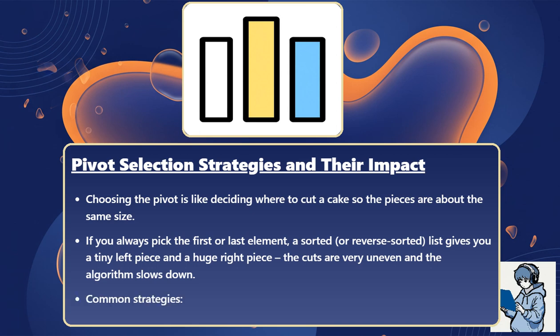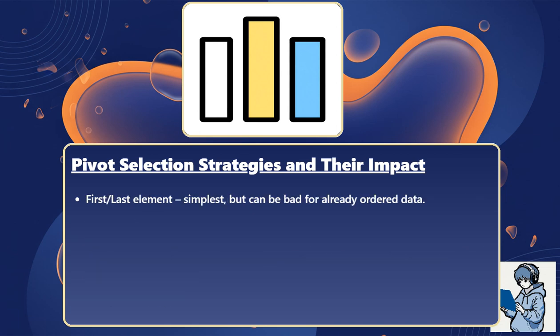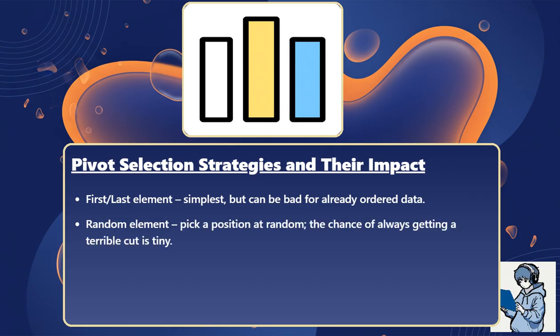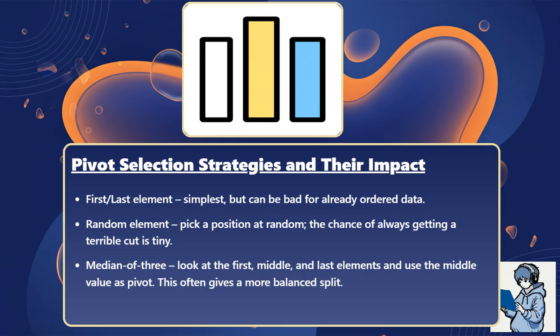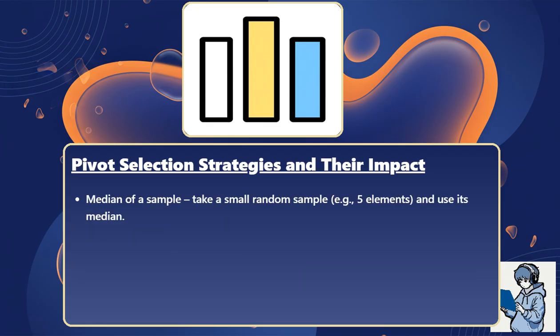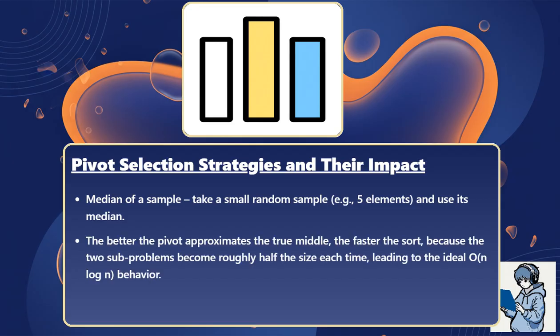Common strategies. First or last element: simplest but can be bad for already ordered data. Random element: pick a position at random. The chance of always getting a terrible cut is tiny. Median of 3: look at the first, middle, and last elements and use the middle value as pivot. This often gives a more balanced split. Median of a sample: take a small random sample, for example 5 elements, and use its median. The better the pivot approximates the true middle, the faster the sort, because the two subproblems become roughly half the size each time, leading to the ideal O(n log n) behavior.